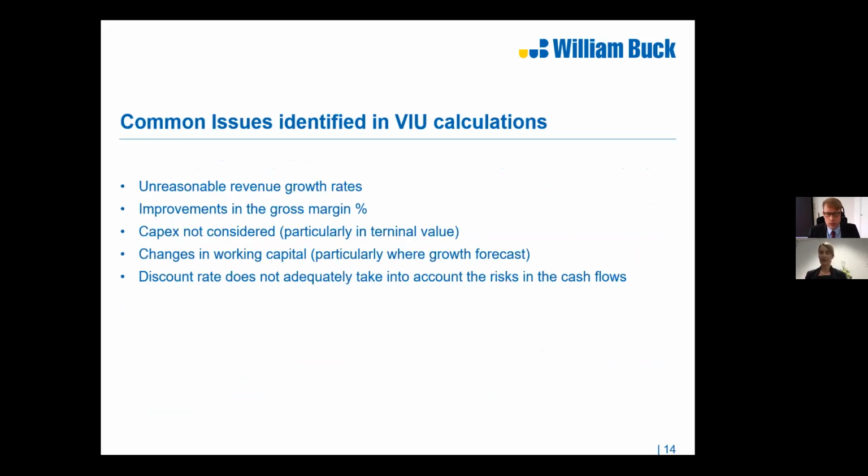Some of the issues that we commonly see when we're reviewing value in use calculations is that people do put in unreasonably high revenue growth rates. If they've only grown at, say, 3% in historical years, it's not appropriate to assume growth at 5% in the forecast period unless you've won some new clients or there's some basis for that. Similarly, in terms of gross margins, people assume that they're going to get better gross margins than maybe they've achieved historically without having some real solid basis for that.